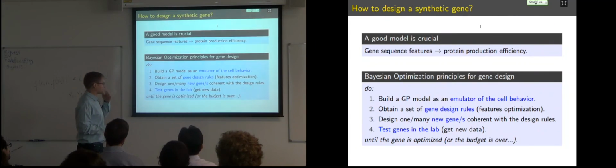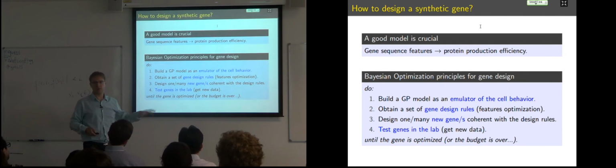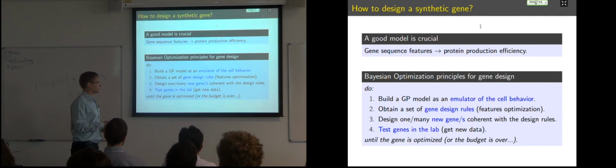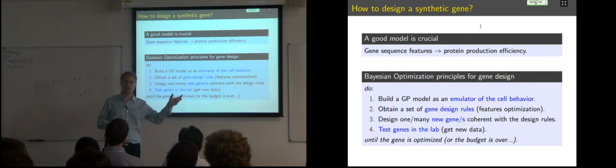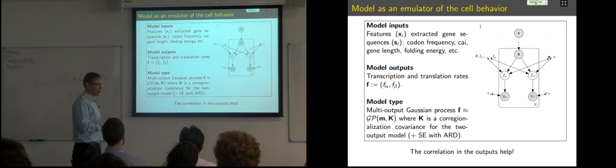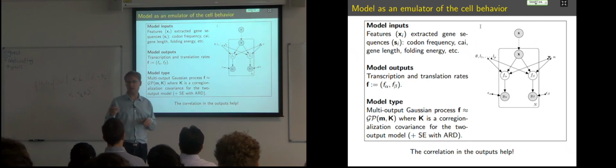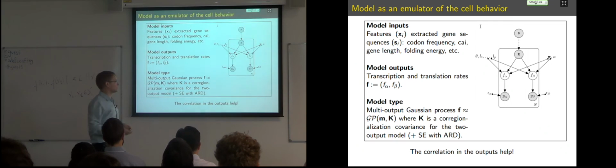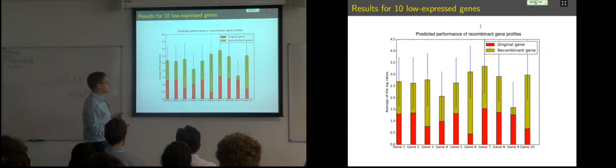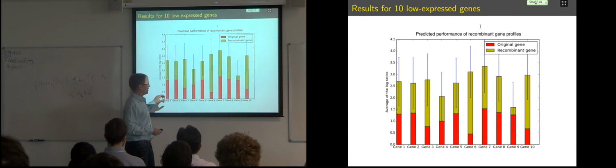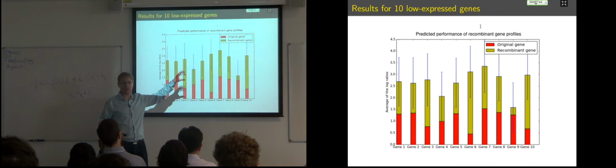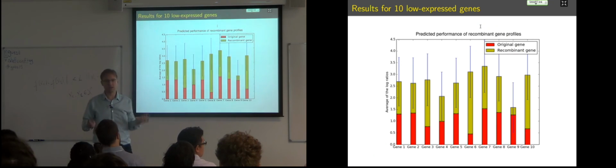So essentially, what we are doing here is we came up with a way of defining genes using Bayesian optimization, which are based on some features of the original gene sequences. We have a multi-output Gaussian process that controls the different aspects of the biological process that is going on. The average expected improvement, etc. I will skip this part. And this is just an illustration of, for some genes that are low expressed, how good you can do and how much you can improve by optimizing the genes using BO.